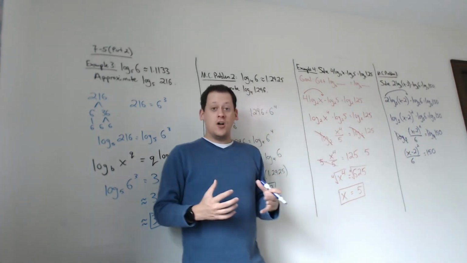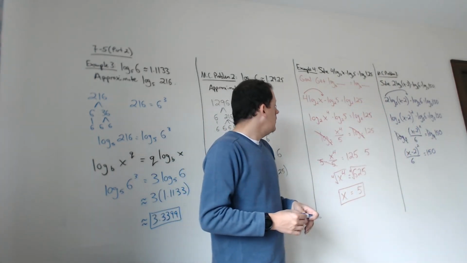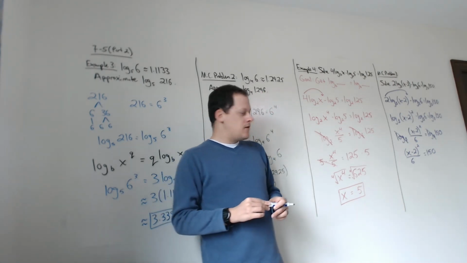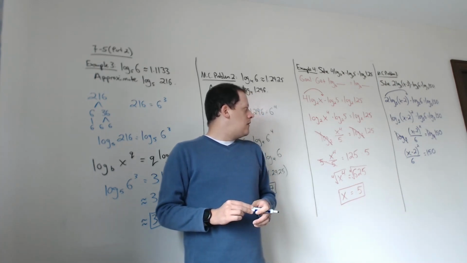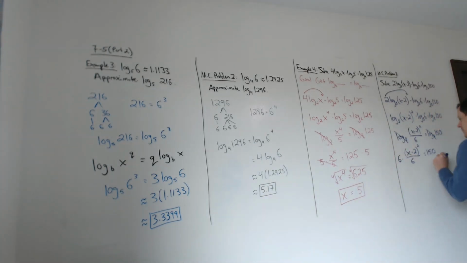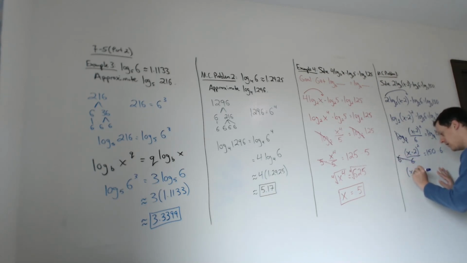Again, our goal here is to solve. We want that x by itself. So, I think that 6 needs to be taken care of first. To get it to move over to the other side, we multiply both sides by 6. We're just doing algebra now. This is not logs anymore. These 6's cancel. We have x minus 2 squared equals 150 times 6. That's 300 times 3, 900. X minus 2 squared equals 900.